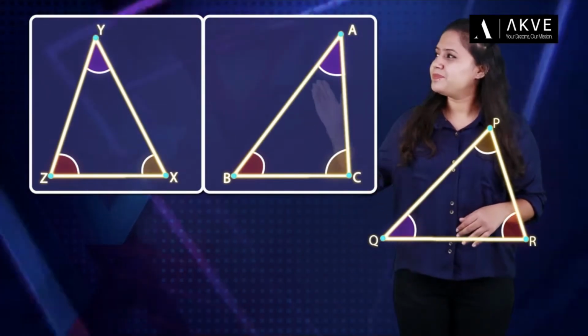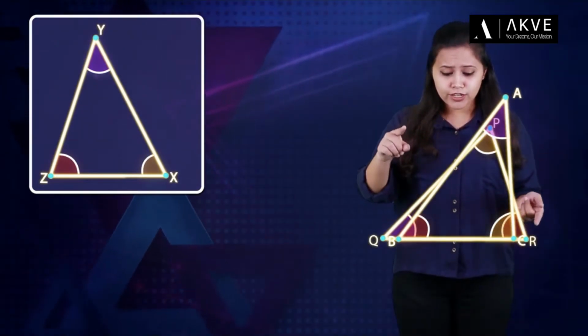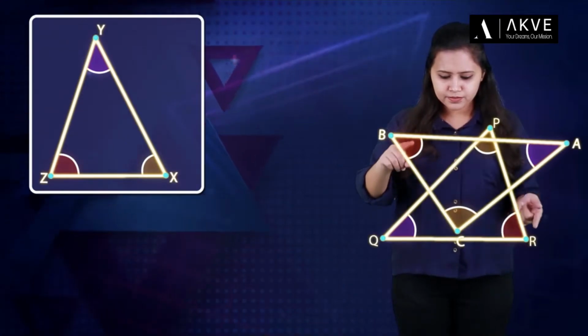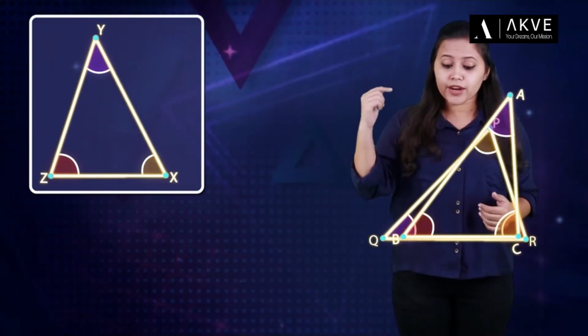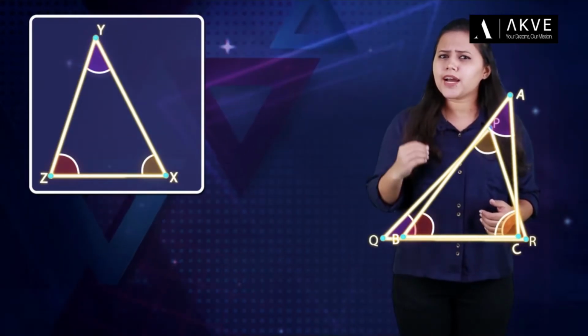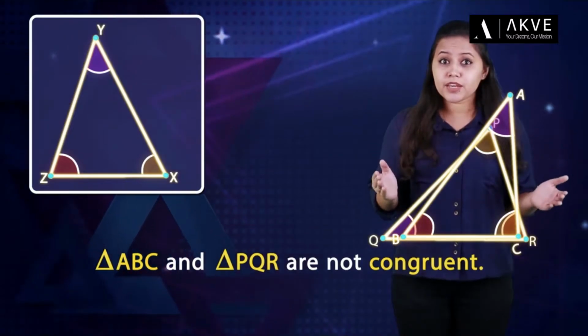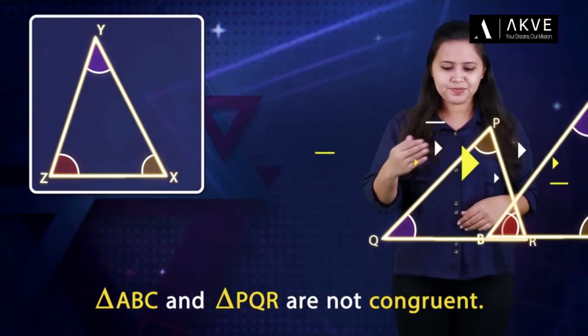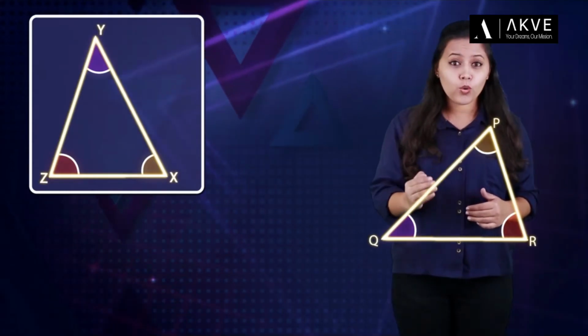Let us see. It's not fitting. Let's try to change the orientation. Since there is no orientation in which triangle ABC completely covers the triangle PQR, triangle ABC and PQR are not congruent. Now let's try putting the triangle XYZ over PQR.